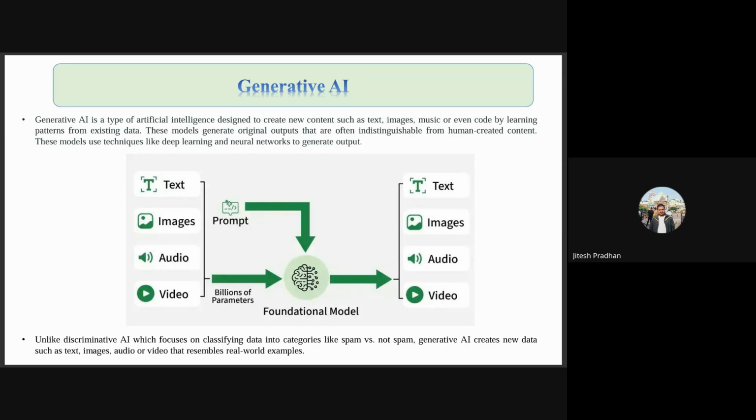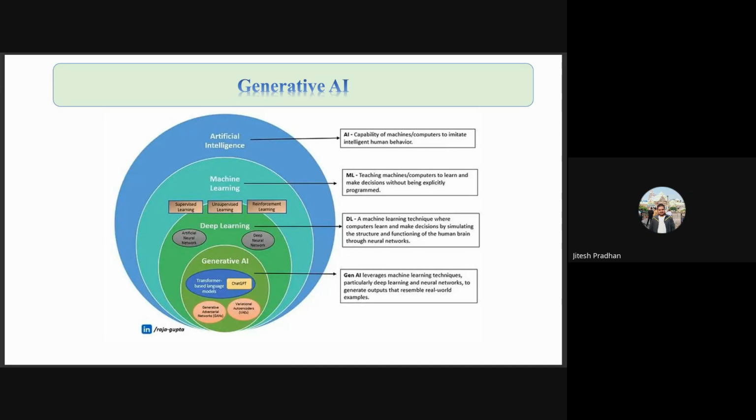Now, let's say for example, where does this generative AI lie? We have this artificial intelligence block, the capability of a machine to compute or imitate intelligent human behavior. So basically, you now know where AI is, where machine learning is, where deep learning is. And generative AI is a combination of all. It is an AI, it can be deep learning, it can be machine learning, and sometimes it can even be rule based also.